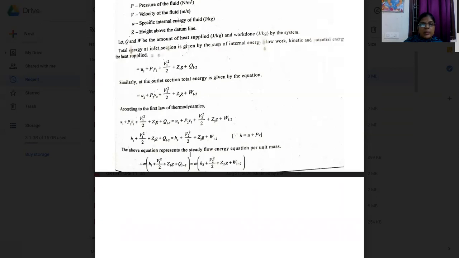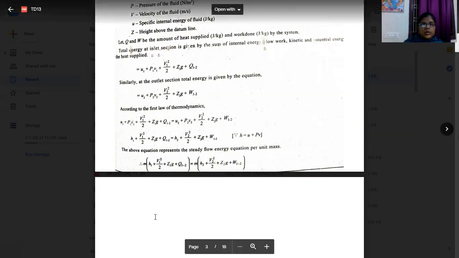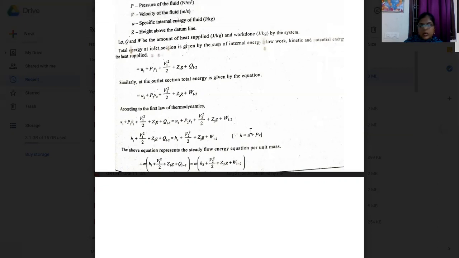According to the first law of thermodynamics, what it says, total heat is equal to total work done. So that is the first law of thermodynamics. At the same time, total inlet is equal to total outlet. So what is inlet? u1 plus p1v1 plus v1 square by 2 plus z1g plus q12, that is nothing but heat supplied, is equal to outlet: u2 plus p2v2 plus v2 square by 2 plus z2g plus w12.